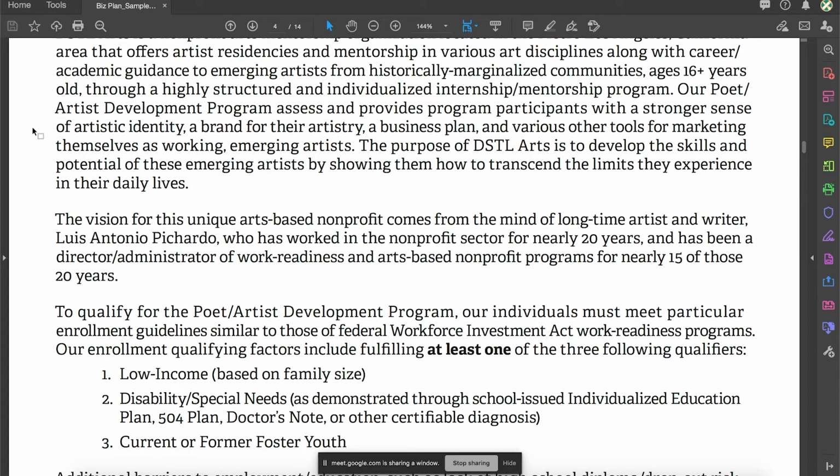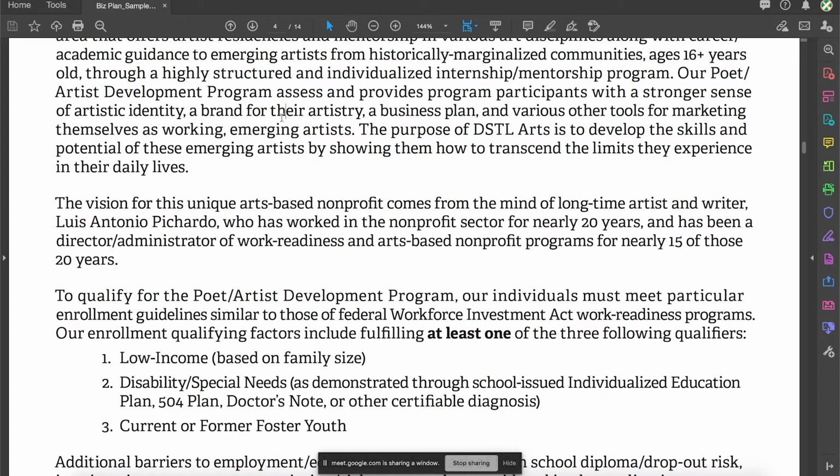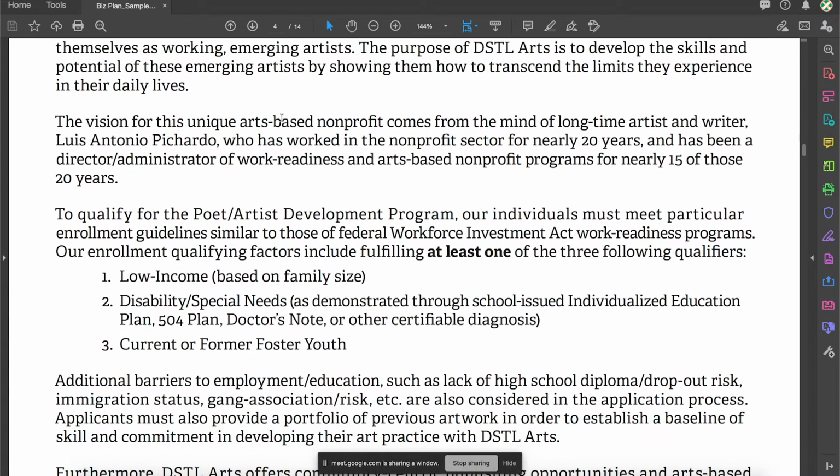Now here it does go into a little bit more detail in this first paragraph about the main program, our flagship program, which was previously called the Arts Mentorship Program. But beginning this year, I'm actually going to rebrand it and call it the Poet Artist Development Program. And so from here, it'll start to talk a little bit more about that program specifically. And then it'll mention that there are other workshops and things that Distill Arts offers.